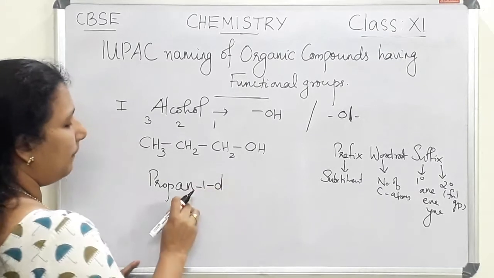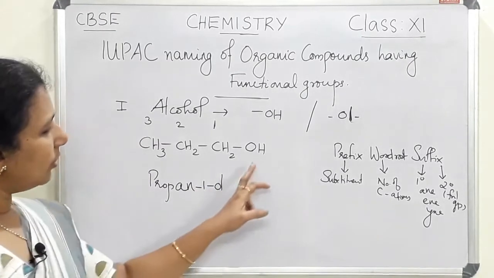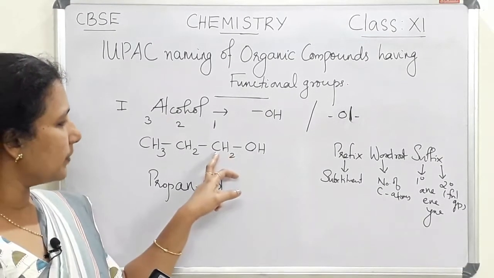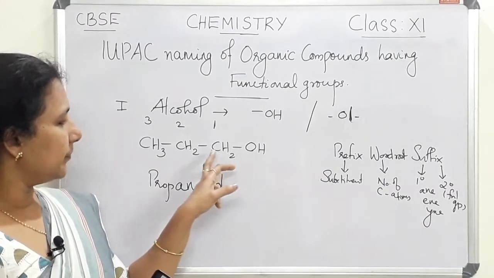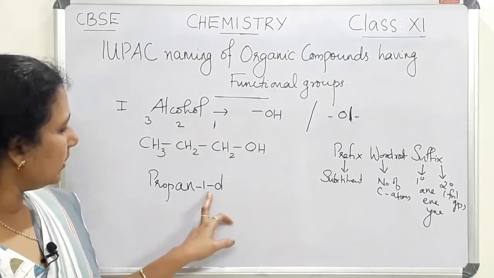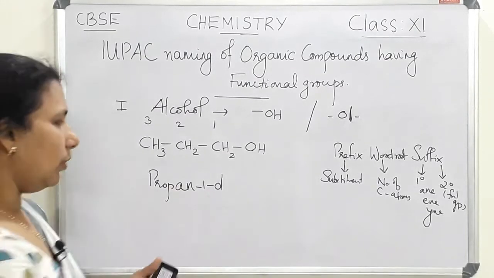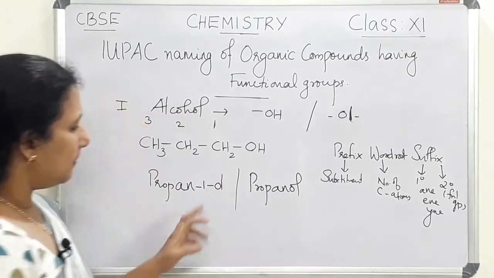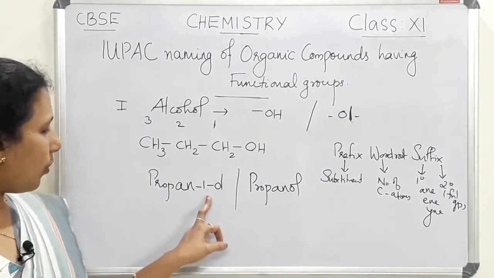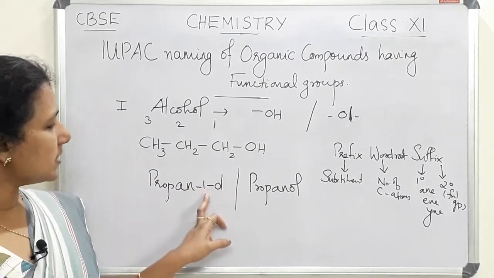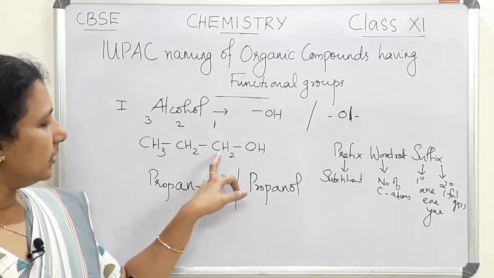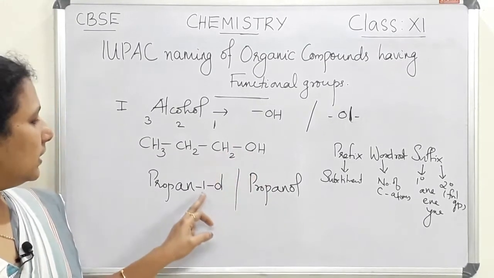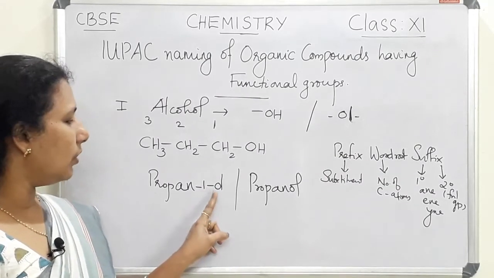So we can write propan-1-ol. That means the OH is attached to the first carbon. So that is the position, and we also have to note that. So propan-1-ol or propanol, that is also right. Propanol is also correct, but actually it is propan-1-ol. 1-ol means the functional group is connected to the first carbon. That is why we have propan-1-ol.